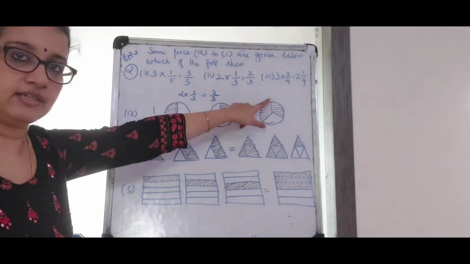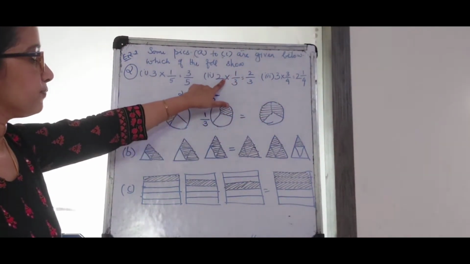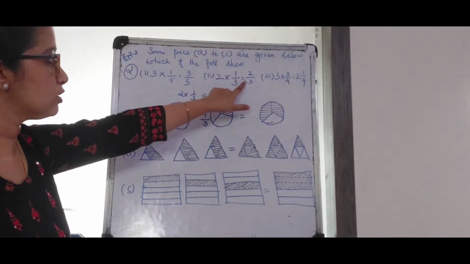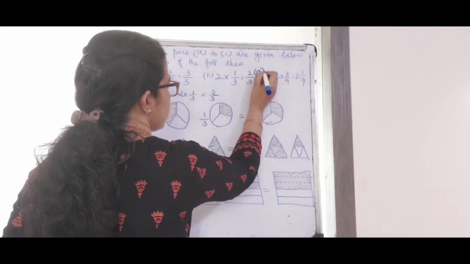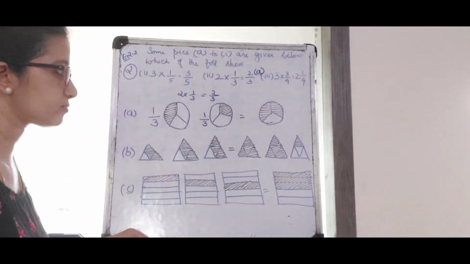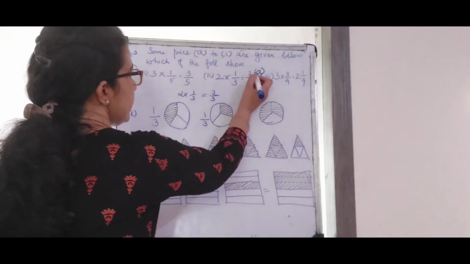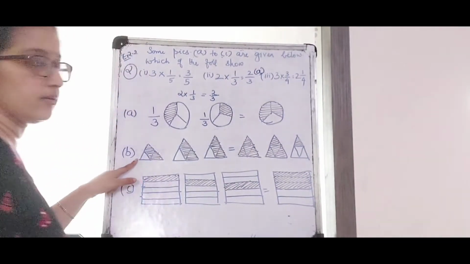Is there an equation here? Yes. 2 into 1 by 3 equal to 2 by 3. So this corresponds to A. This is A. Now let's take B.